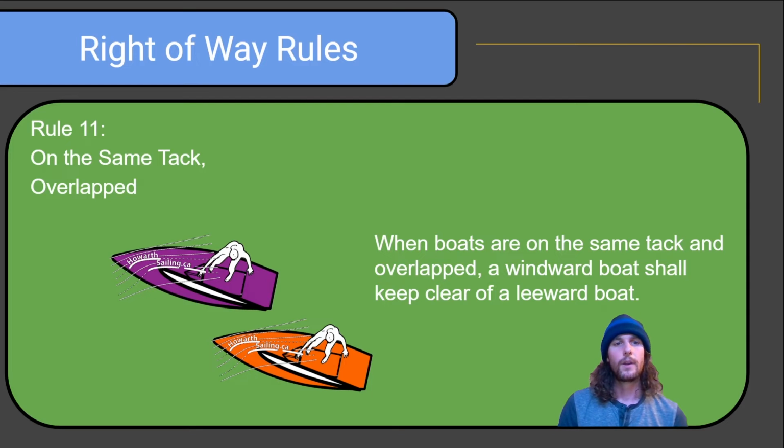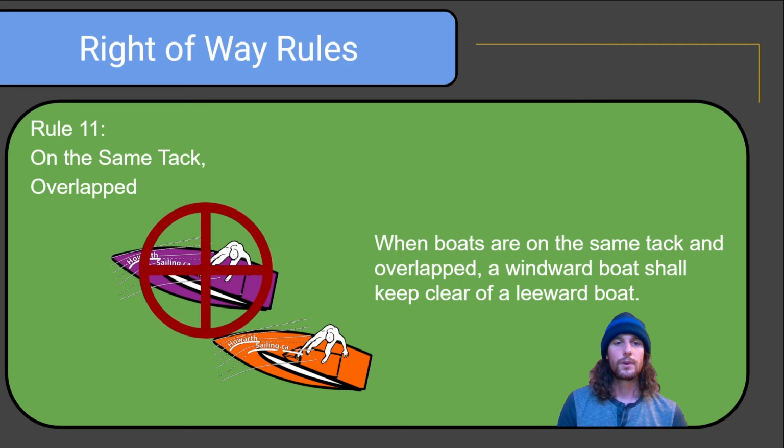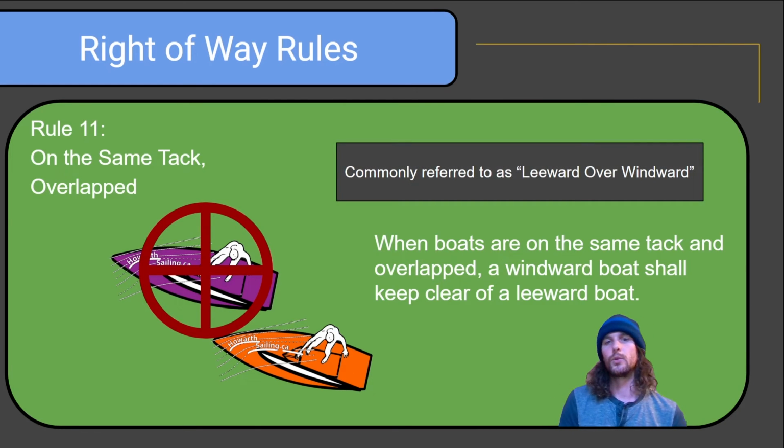Rule 11, on the same tack overlapped. When boats are on the same tack and overlapped, a windward boat shall keep clear of a leeward boat. So in this situation, the purple boat, being the windward boat, needs to keep clear of the orange boat, the leeward boat. This rule is commonly referred to as leeward over windward.